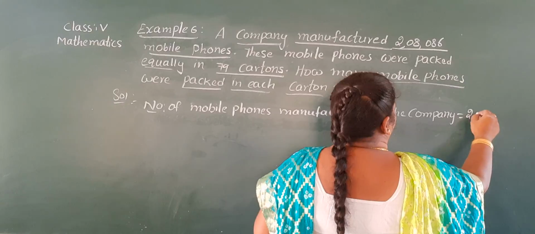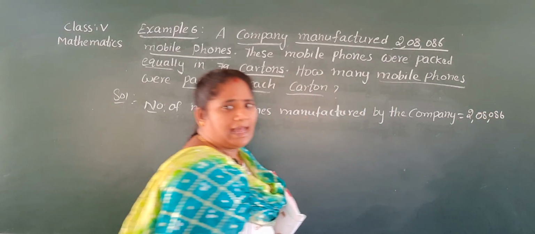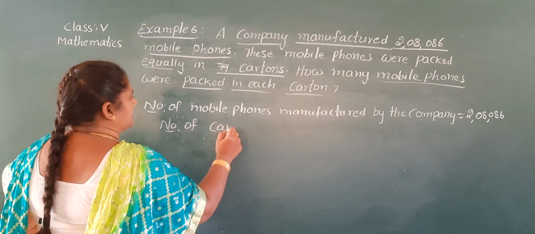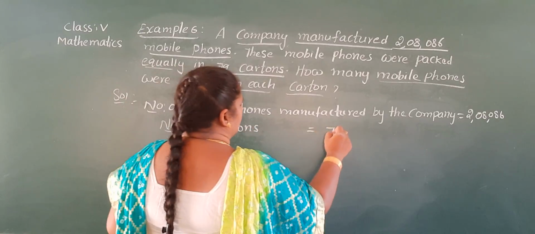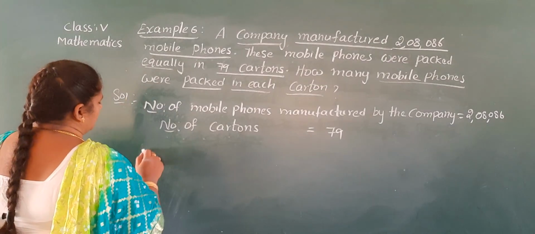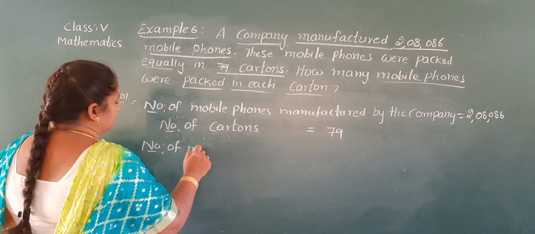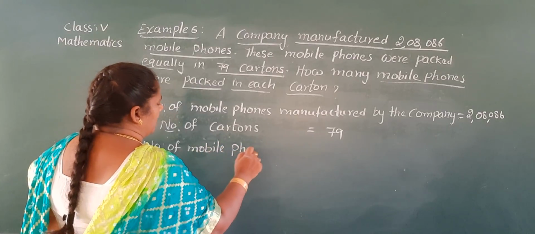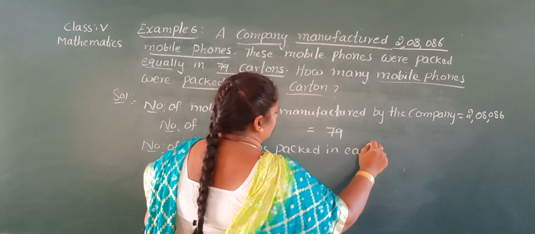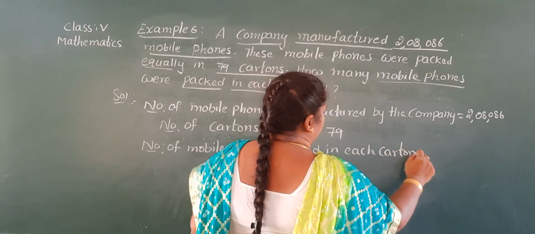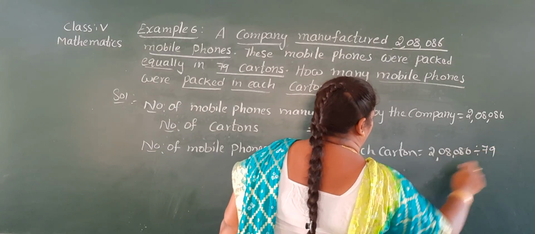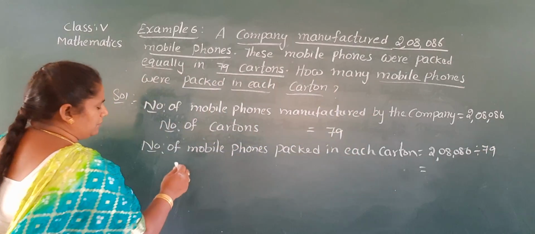Okay, 2,08,086. And how many cartons are given? Number of cartons equal to 79. Now what do we have to find? Mobile phones packed in each carton. So number of mobile phones packed in each carton. So here we do division. So 2,08,086 is divided by 79. Okay, we'll do this division on the side.